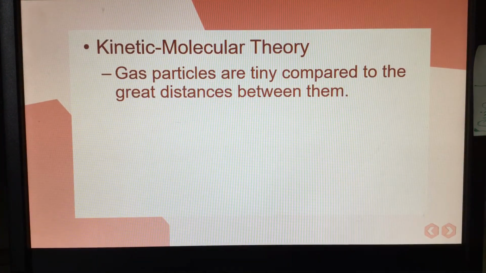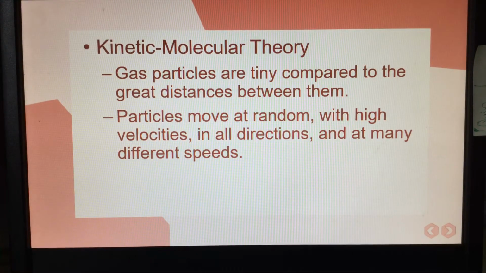First one says that gas particles are tiny compared to the great distances between them. All right, so they're just kind of all alone. They can't interact with other gas particles. They're just very tiny, isolated particles. They move at random. You can't really predict if they're going to go left or right, other than the fact that they bounce off of things. They have high velocities. They move in all different directions, randomly, and at many different speeds.